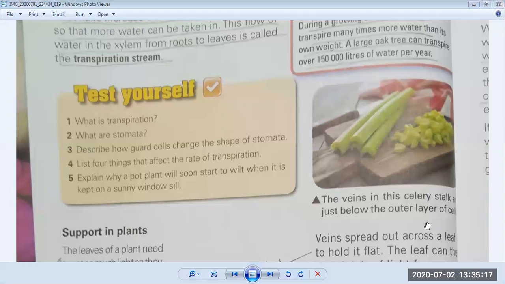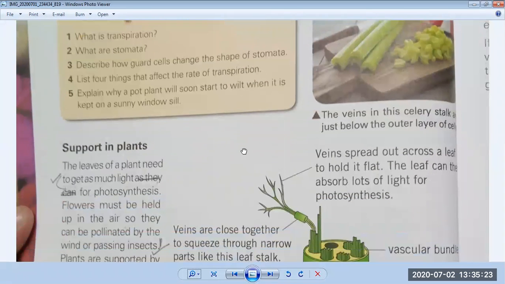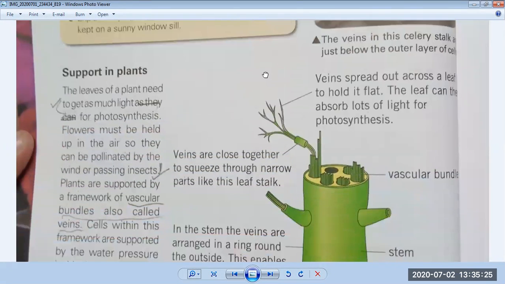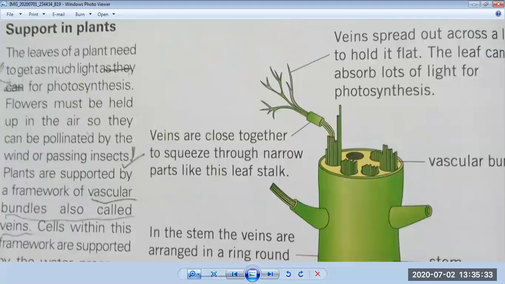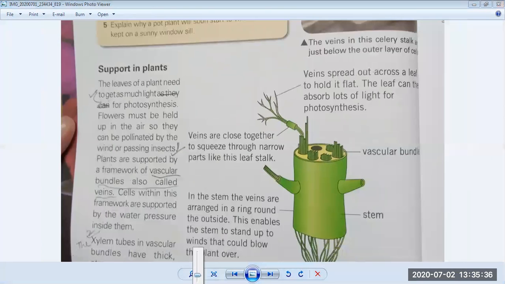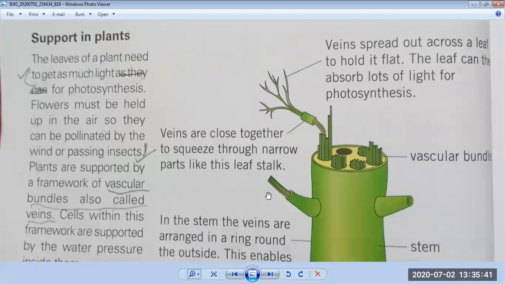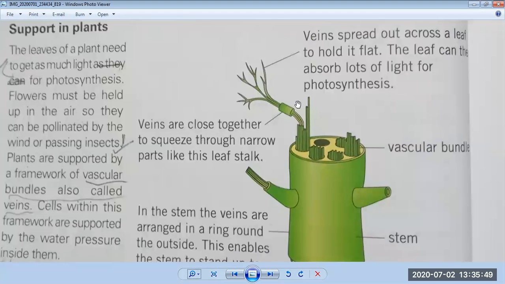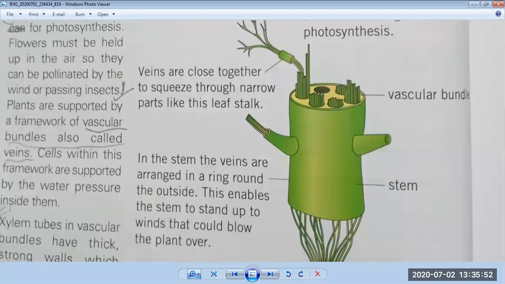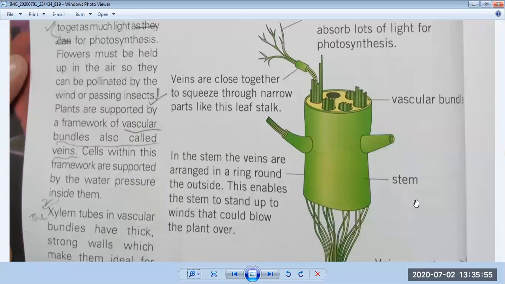Okay, now come to our next topic, that is support in plants. How do plants get support? You have also studied in your previous lecture, and you all know this thing, that all plants get support by the stem and by the root. So how is this possible? This is possible, and if you see the diagram, you can understand it better.